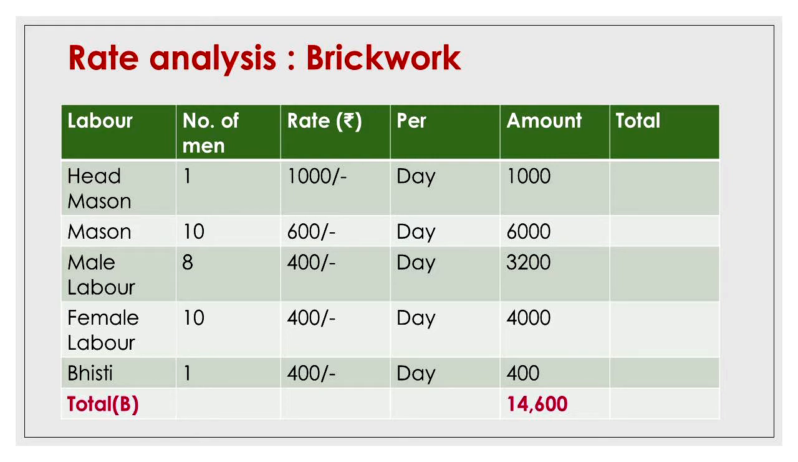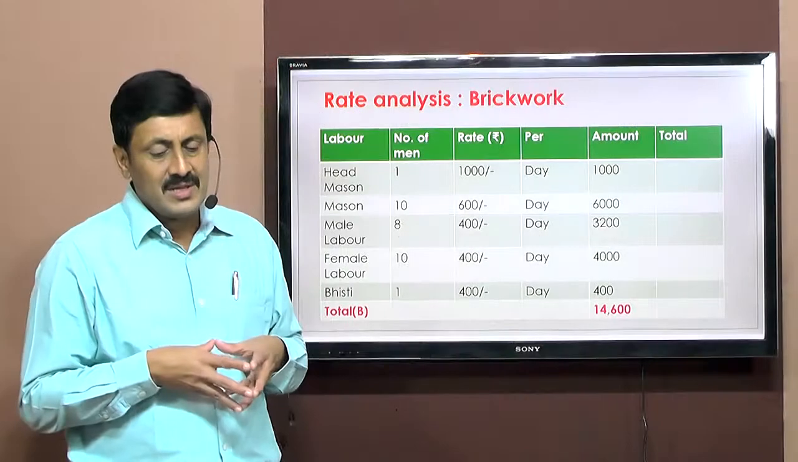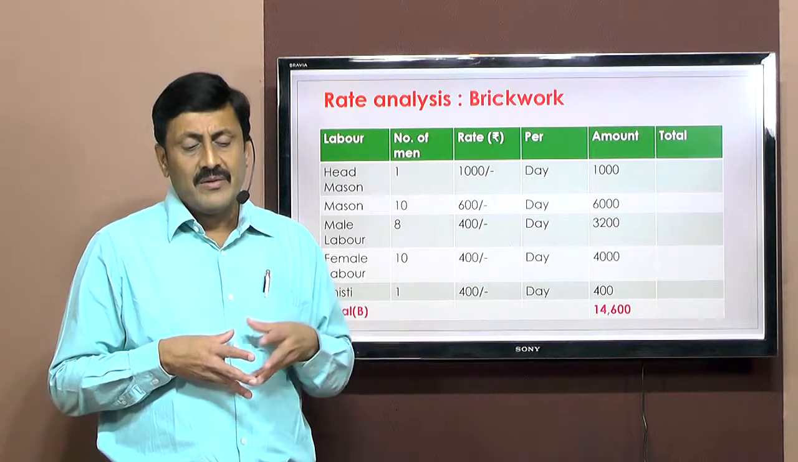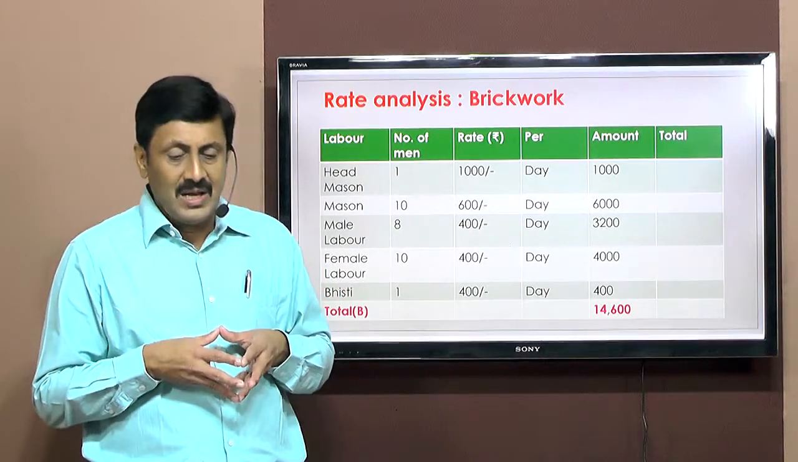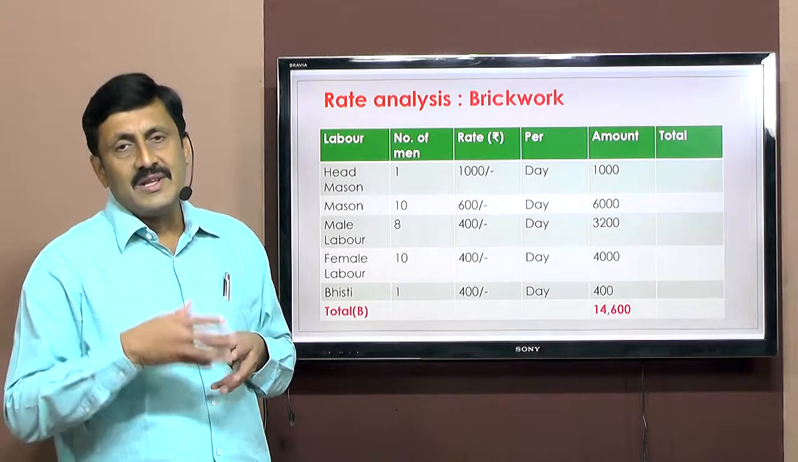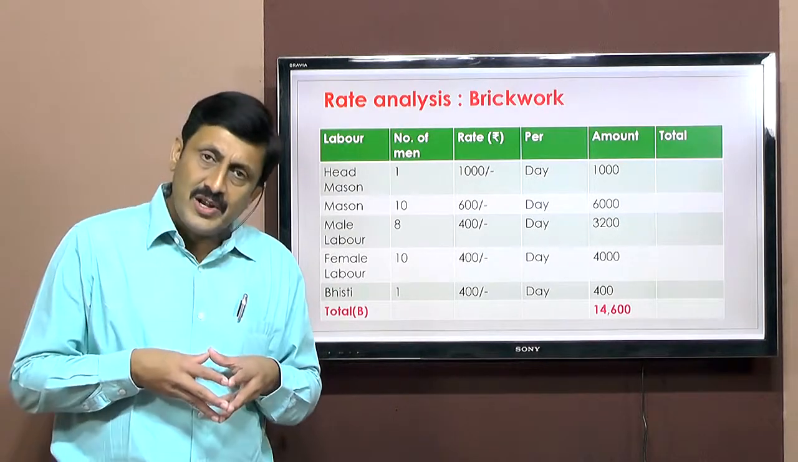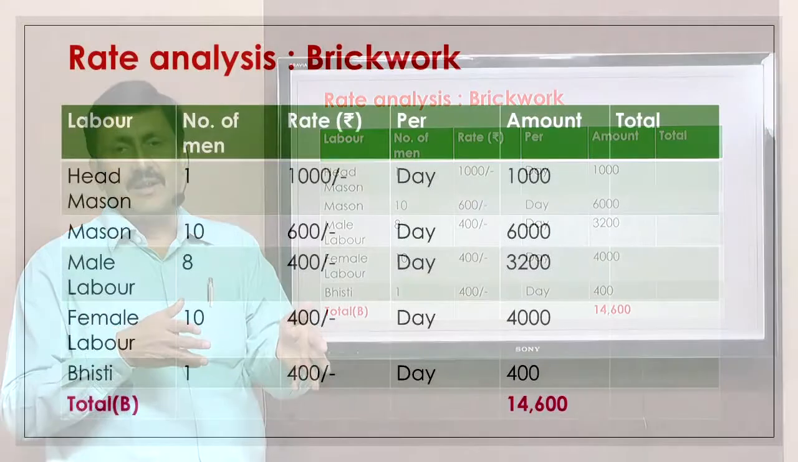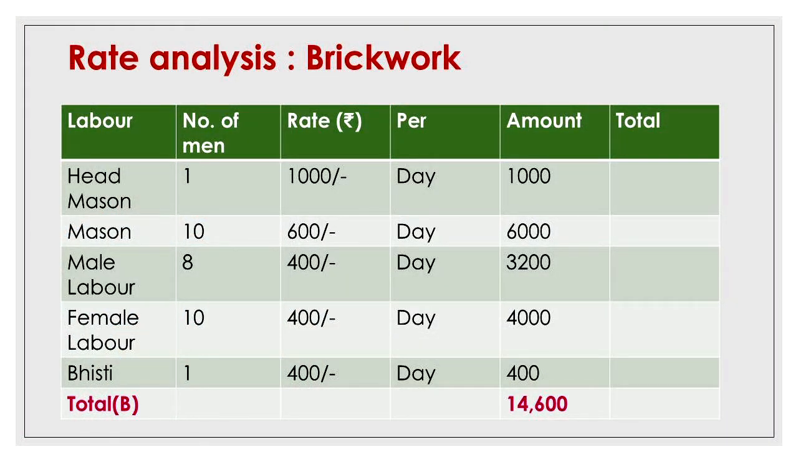Then the second category of labor is mason. Now 10 masons are required. One mason, we are considering his daily wage as 600 rupees. So amount payable to 10 masons will be equal to 6000 rupees. Third category of laborers is male laborers. We have calculated that 8 male laborers are required. Daily wage for one male labor is 400 rupees. So 400 into 8, that comes to 3200 rupees.